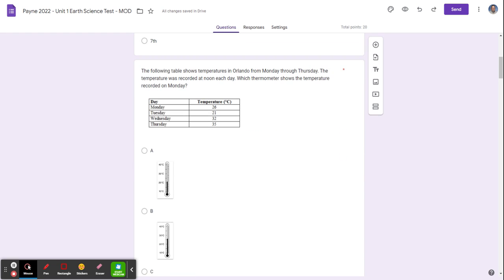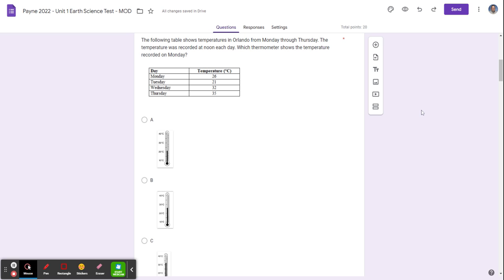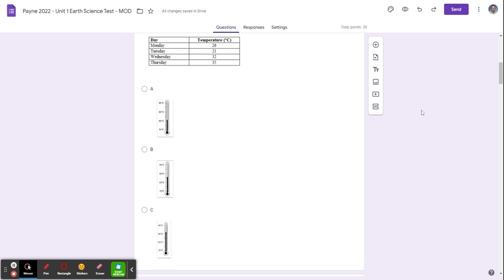The following table shows temperatures in Orlando from Monday through Thursday. The temperature was recorded at noon each day. Which thermometer shows the temperature recorded on Monday? A, B, or C?